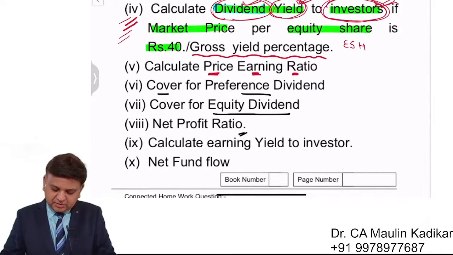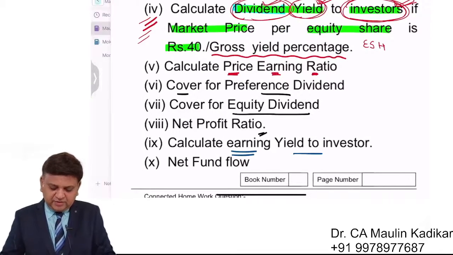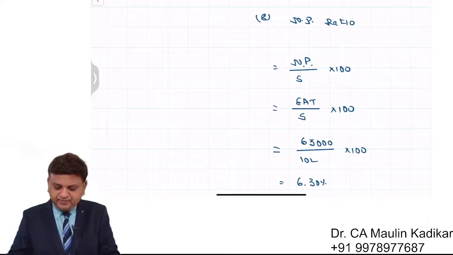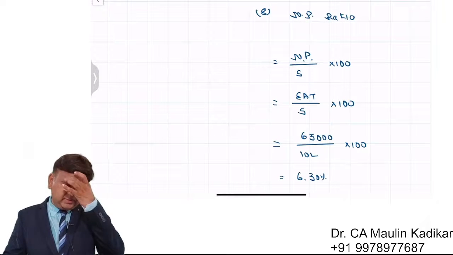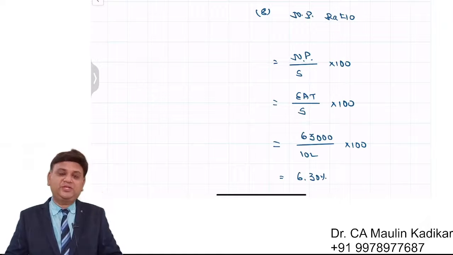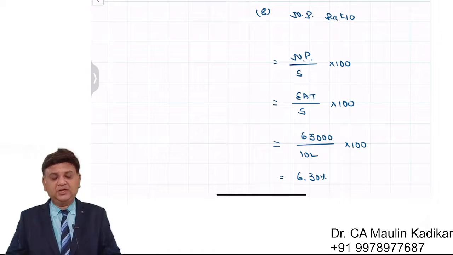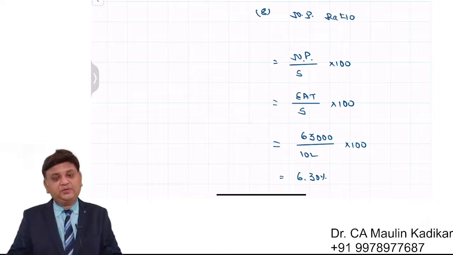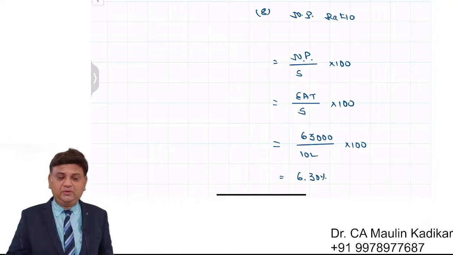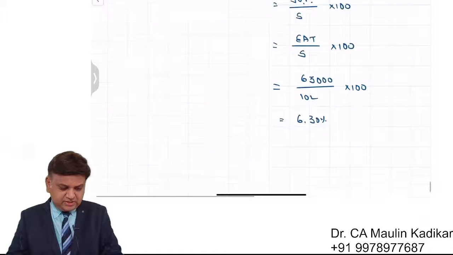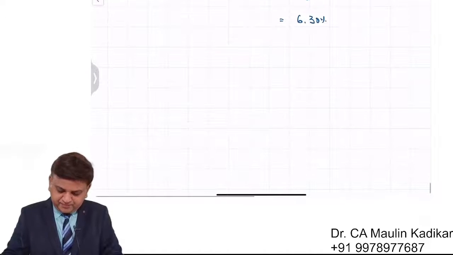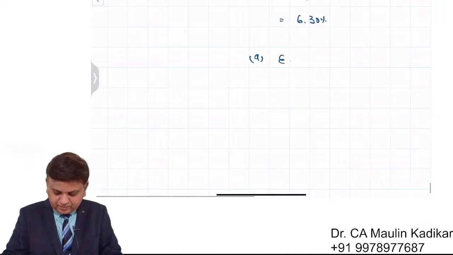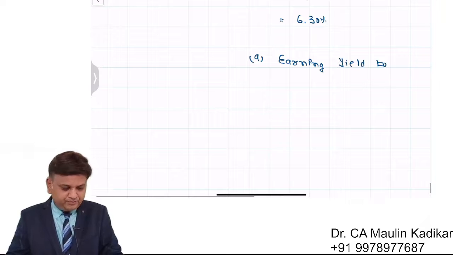Ninth question. Calculate earning yield to the investor. Dear students, we know that the earning per share is calculated always for the equity shareholders. It is never calculated for anybody else. So this ratio is required to be computed from equity shareholders point of view. That is the earning yield to the share, that is to the investor. Earning yield to investor.